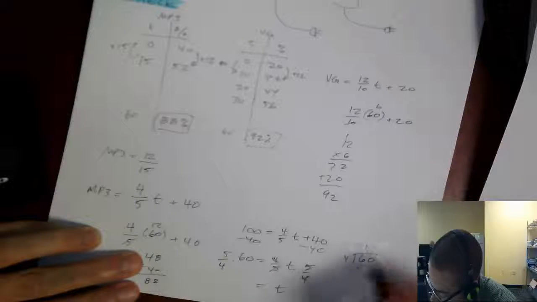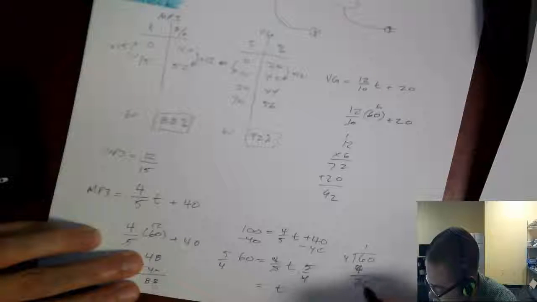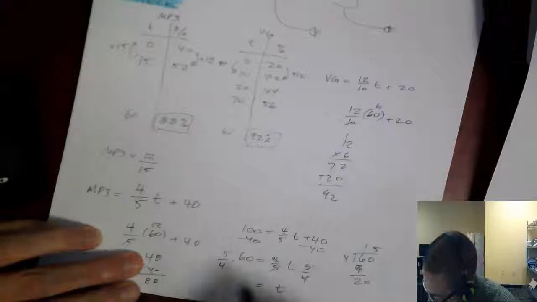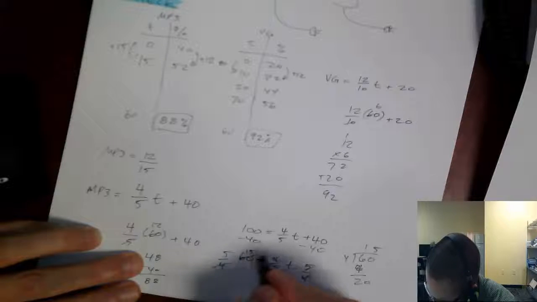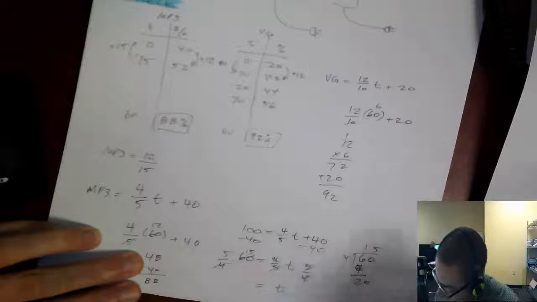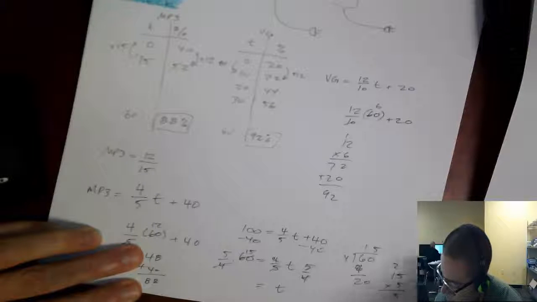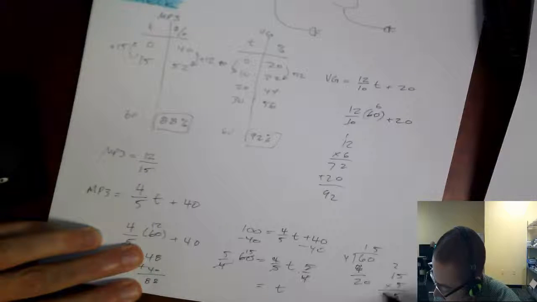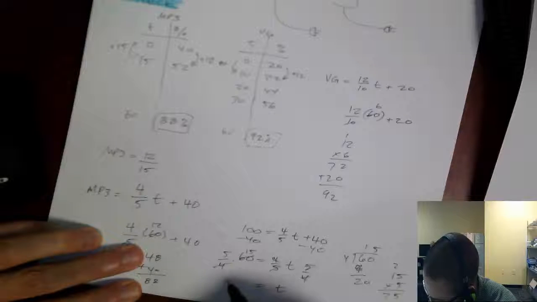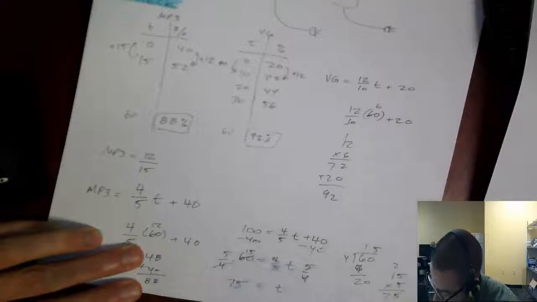So 4 goes into 6 one time. 4 times 1 is 4, minus 4 is 2, and 4 goes into 20 5 times, so it's 15. So 4 goes into 60 15 times, and then 5 times 15. 5 times 5 is 25, carry the 2, 20. 5 times 1 is 5, plus 2 more is 7. 75 is my time. So 75 minutes would be 100% on the MP3 player.